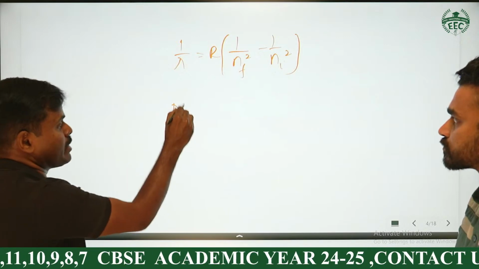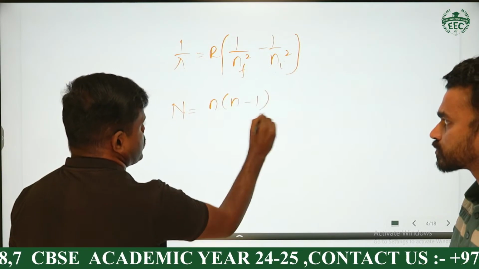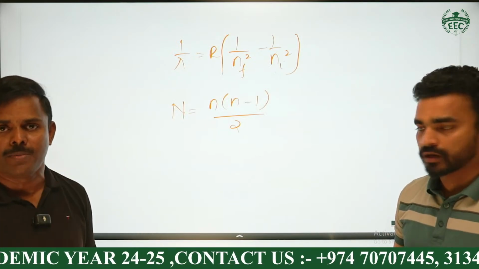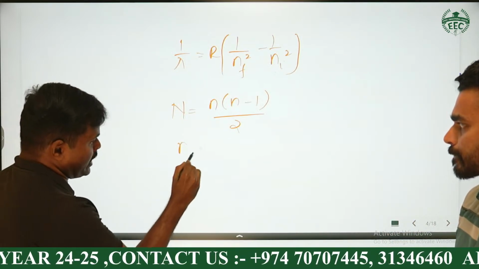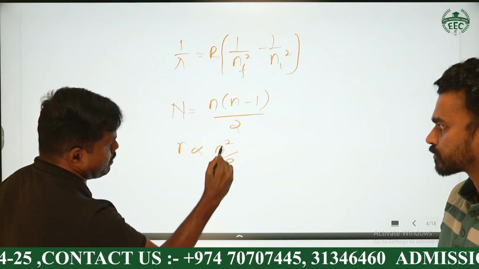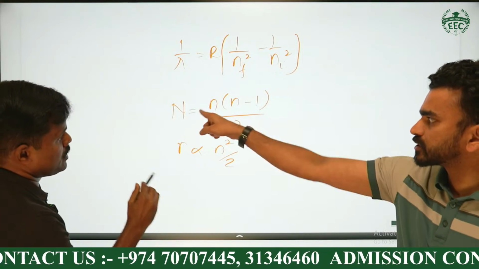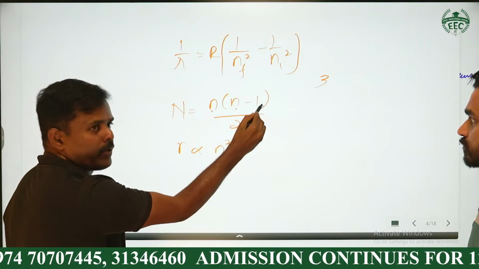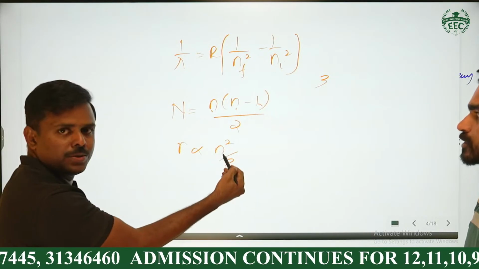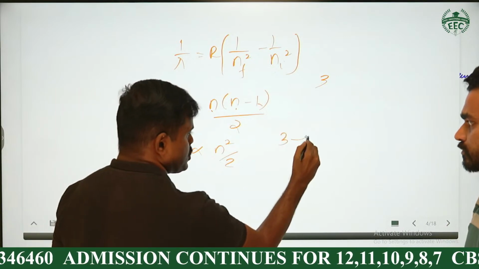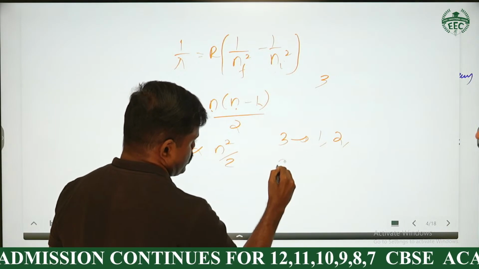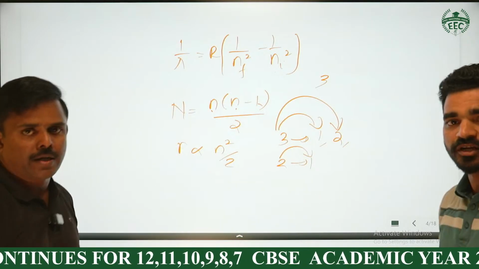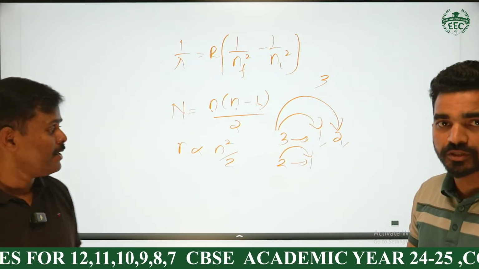The number of spectral lines emitted is the shortcut n into n minus 1 by 2, from a state n to the ground state. I think, sir, you can show one example with this. Yeah, if it is coming down from the third state, it is 3 into 3 minus 1, 2, 3 into 2, 6 by 2, that is equal to 3. That means 3 to 1, 3 to 2, then 2 to 1. Look at that: one transition, second transition, third transition. From 3, how many transitions are possible? The numbers are important.